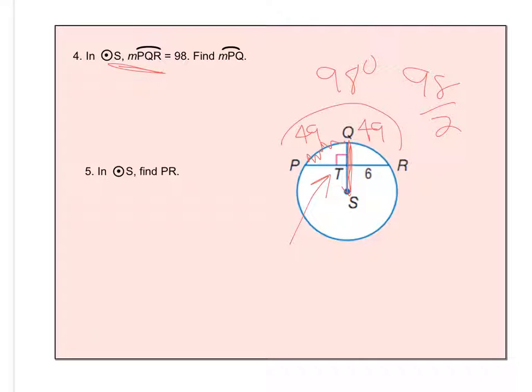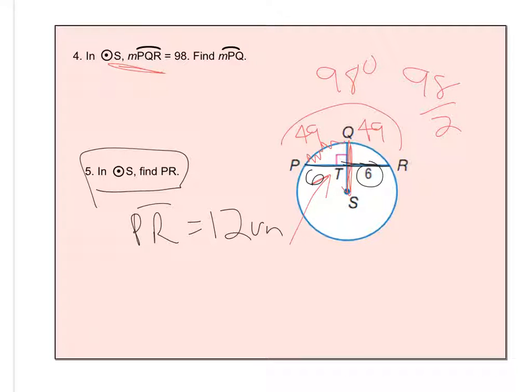All right, for number 5, in circle S, figure out how big PR is. Well, remember, this chord gets bisected. So if that is 6, that is also 6. PR is going to be equal to 12 units.